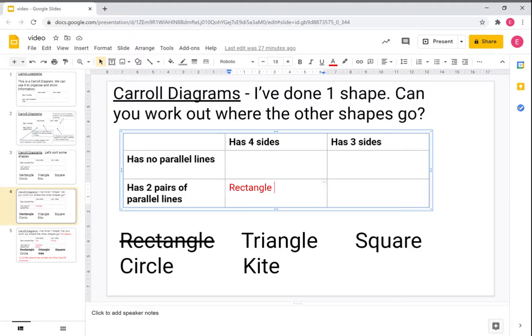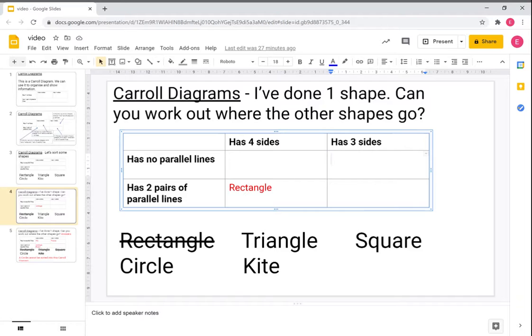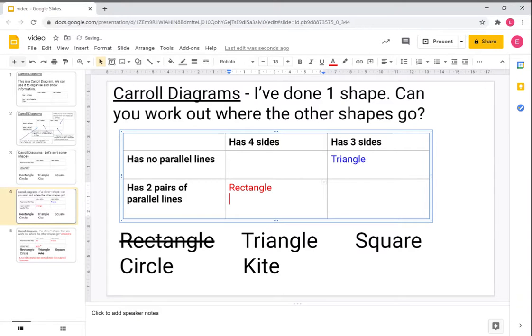A rectangle has 4 sides and 2 pairs of parallel lines. Let's take a look at triangle next. A triangle I know has 3 sides and it has no parallel lines. So I'm going to write it in this box here to show that it has 3 sides and no parallel lines. A square has 4 sides and 2 pairs of parallel lines. So I'm going to write it in this box here.